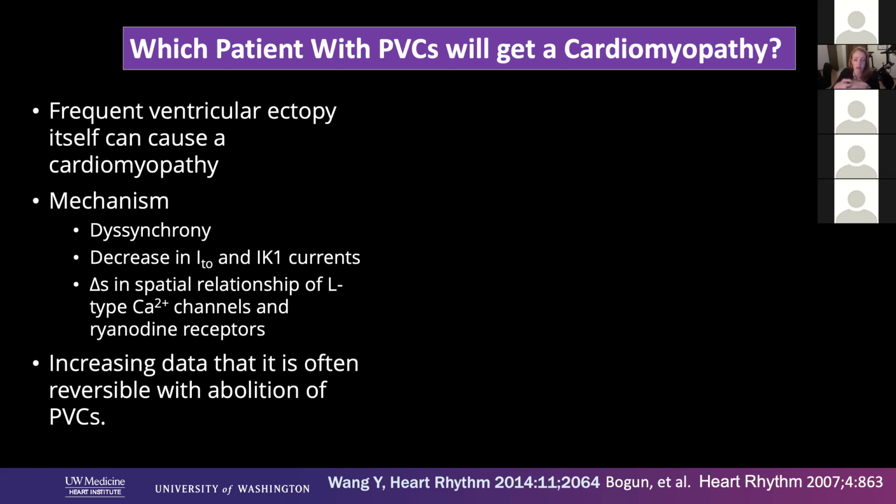And so you end up with increased wall stress, essentially. You haven't ejected blood or very much blood, and that next following sinus beat is sort of overfilled. There's actually changes in the expression of sodium and potassium channels, and some changes in the spatial relationship from the endocardium to epicardium and calcium channels, as well as ryanodine receptors. So you actually get molecular remodeling over time as a consequence of this mechanical stress. And there's certainly, I think, sufficient data that in a large group of patients, this can be reversible.